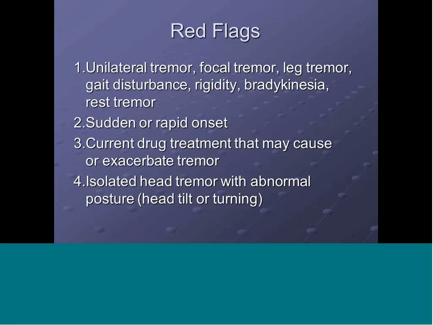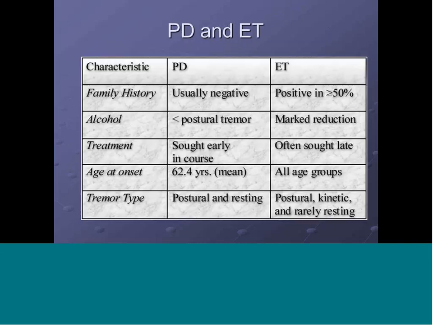The red flags for it not being essential tremor include unilateral tremor, focal tremor, leg tremor, which is typically seen in Parkinson's disease, gait disturbance, although long-term essential tremor has been associated with gait instability, rigidity, bradykinesia, and resting tremor. Again, tremor that comes on suddenly, we think about psychogenic or drug-induced or something like that. Concurrent drug treatment may cause or exacerbate tremor. Isolated head tremor with abnormal posturing, again, is more suggestive of dystonic tremor.